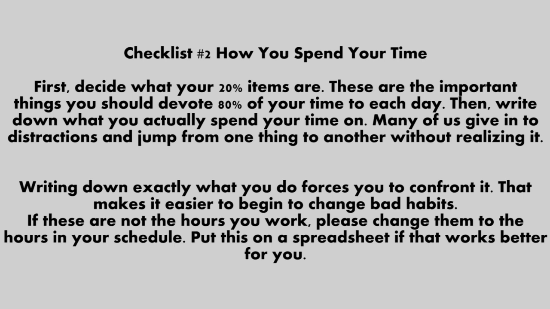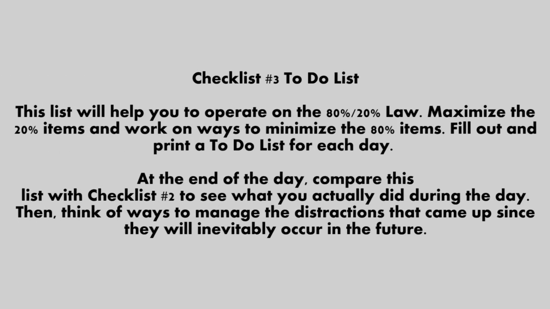If these are not the hours you work, please change them to the hours in your schedule. Put this on a spreadsheet if that works better for you. Checklist number 3, to-do list. This list will help you to operate on the 80/20 law. Maximize the 20% items and work on ways to minimize the 80% items. Fill out and print a to-do list for each day. At the end of the day, compare this list with checklist number 2 to see what you actually did during the day. Then, think of ways to manage the distractions that come up, since they'll inevitably occur in the future.